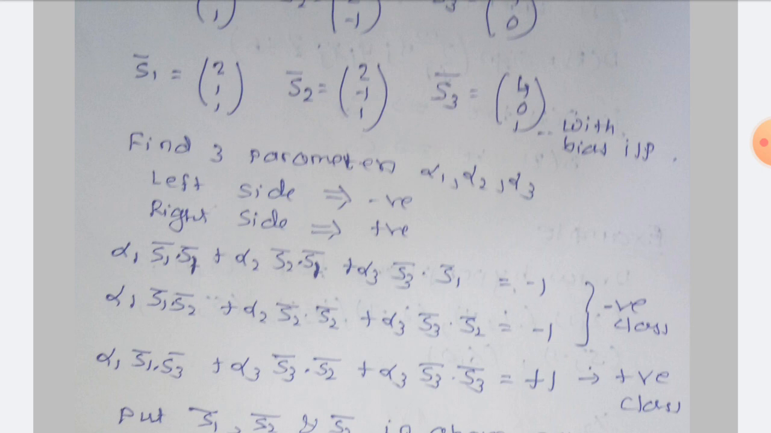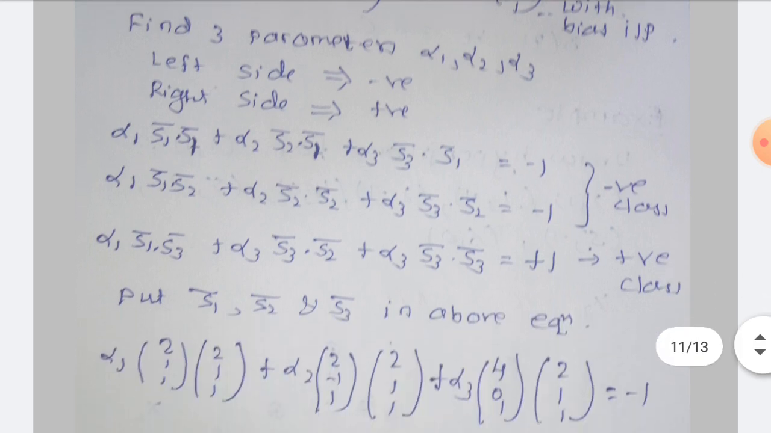Let us see the second equation. Alpha 1 S1 bar dot S2 bar plus alpha 2 S2 bar dot S2 bar plus alpha 3 S3 bar dot S2 bar. Again it is from the negative side, that's why it is equal to minus 1. Now S3 is from the positive side, so the equation becomes alpha 1 S1 bar dot S3 bar plus alpha 2 S2 bar dot S3 bar plus alpha 3 S3 bar dot S3 bar, and it is equal to plus 1, because S3 is from the positive class.